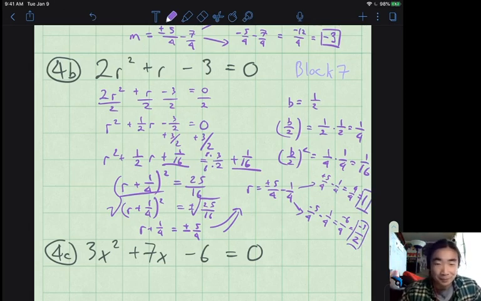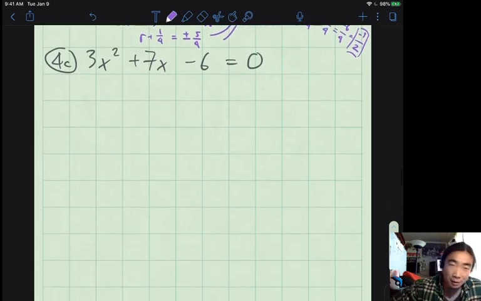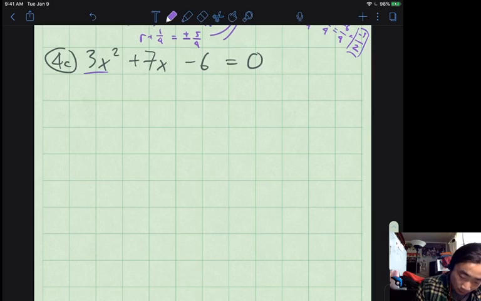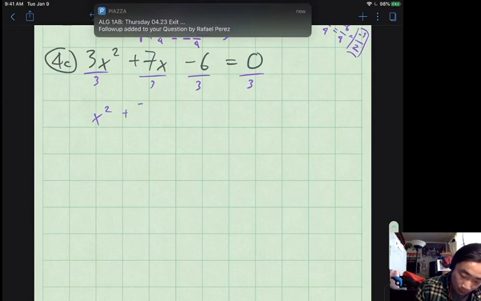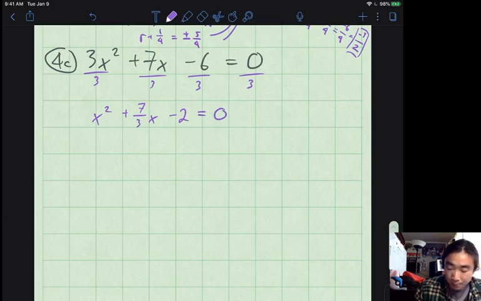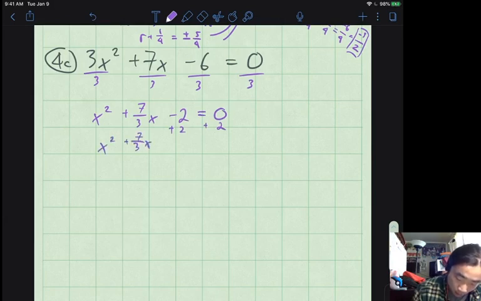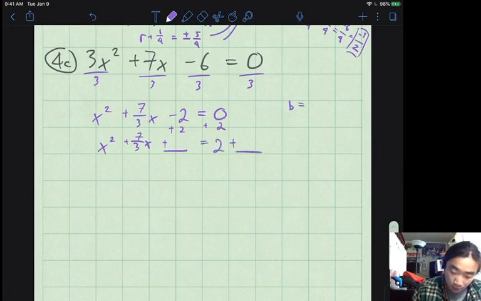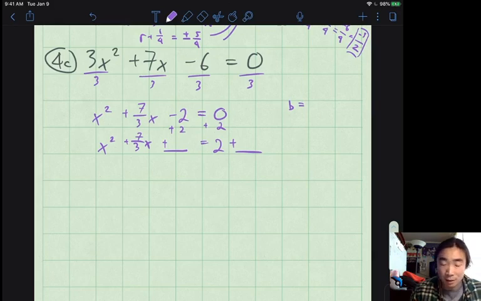All right, last example. 3x squared plus 7x minus 6. Here we go. Now we divide everything by 3. X squared plus 7/3 x minus 2 equals 0. Plus 2 to both sides. X squared plus 7/3 x plus something equals 2 plus that something. Let's figure out what that something is. What am I missing to make this a perfect square?